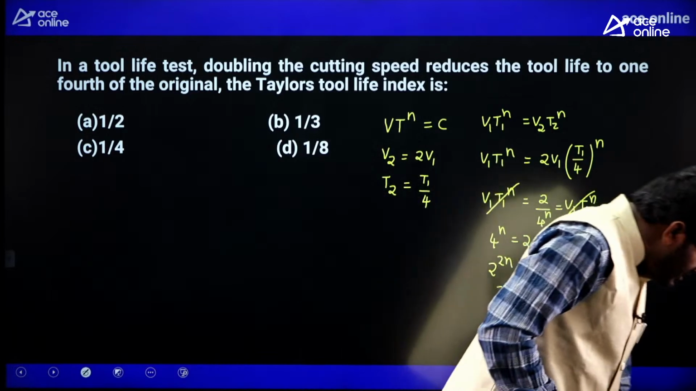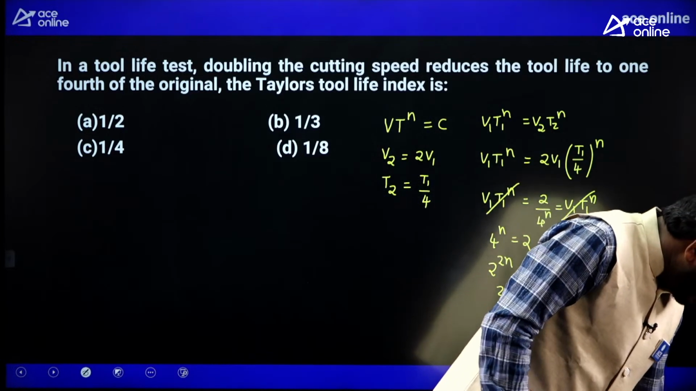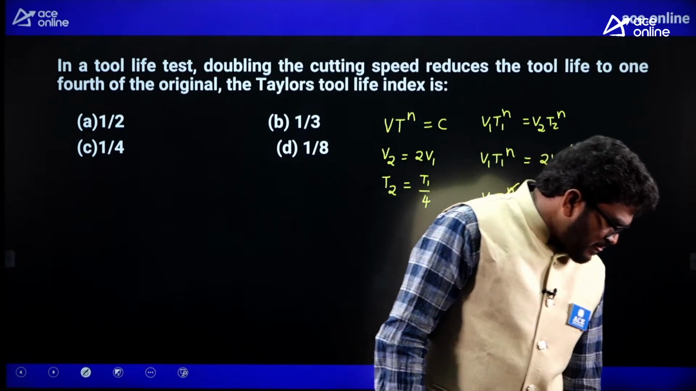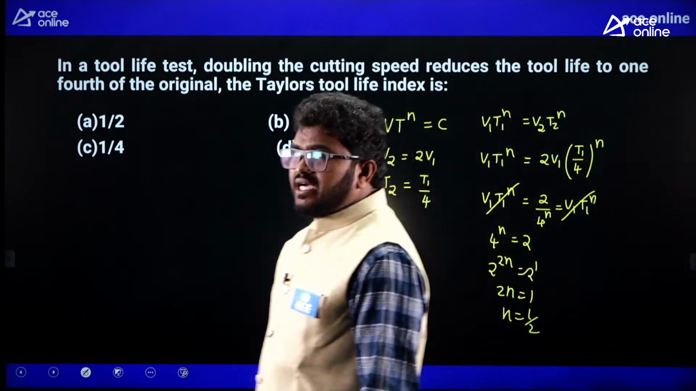Right. Have you got it? Seenu, you are right. Okay. Have you got the answer?